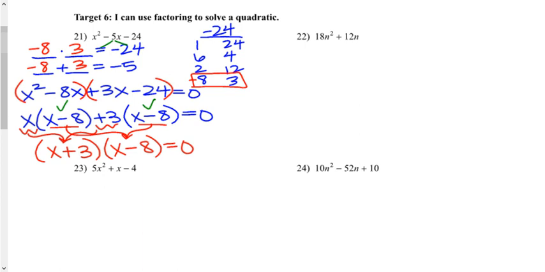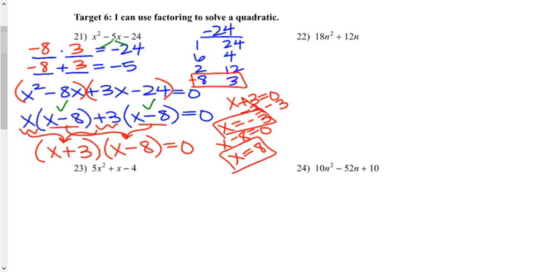I'm not actually done. I have to solve here, and I didn't leave myself a lot of room, but that's okay. I have to do x plus 3 equals 0. When I subtract 3, I get x equals negative 3. And then I have to do x minus 8 equals 0. When I add 8 to both sides, I get x equals positive 8. So negative 3 and positive 8 are my answers. Sorry, I kind of did it off to the side there. All right, smaller next time.